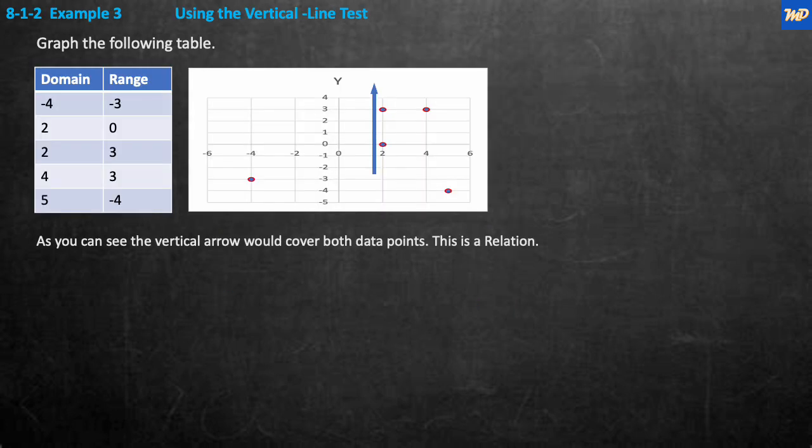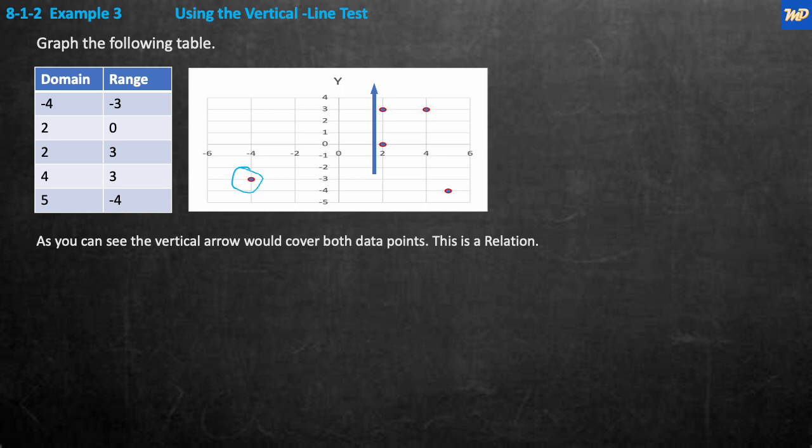So in example 3, using the vertical line test, they have a graph. Graph the following table. So we have a domain of -4, 2, 2, 4, and 5, and a range of -3, 0, 3, 3, and -4. So we have to graph these dots out, and as we look at them, we have a dot over here, which is 4, -3. Here, -4, -3 is this one.